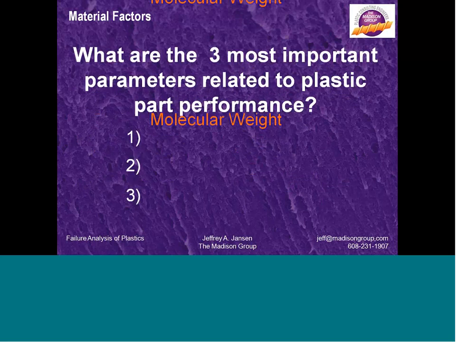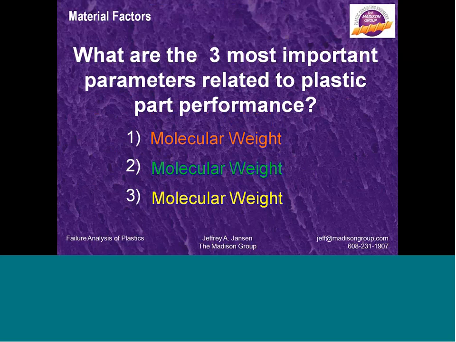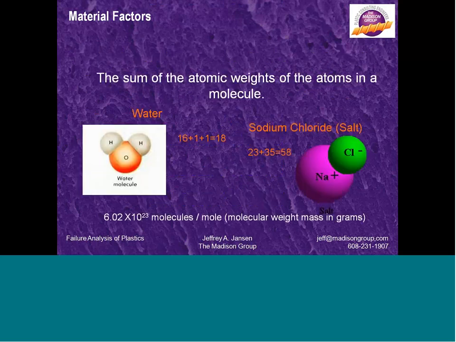The three most important parameters related to plastic part performance, and I say that half tongue-in-cheek, but it's very, very important, is molecular weight. Very, very important. In fact, this is where I typically get on my soapbox a little bit and talk about the importance of molecular weight to polymeric materials. We're going to flash back a little bit to Chemistry 101. We're going to have to understand what molecular weight is. It's simply the sum of the atomic weights of the atoms in a molecule. So for water, we have one oxygen at 16, two hydrogens, one each, is 18. Sodium chloride, 23 plus 35 is 58.